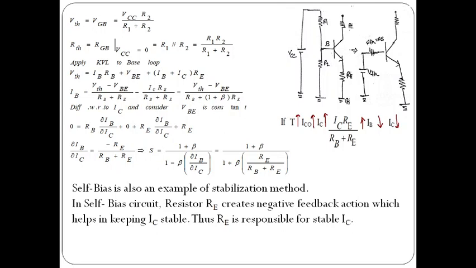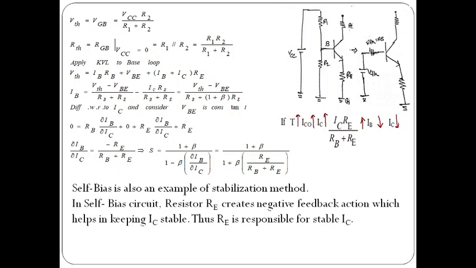Now we calculate the VTH and RTH. The equivalent circuit can be drawn here. By applying KVL at the input loop, the base loop, we can write VTH equals IB RB plus VBE plus the current flowing through the RE resistor. You can check it in the previous slide. The current flowing through the RE resistor is nothing but the emitter current IE, which equals IB plus IC, we know.